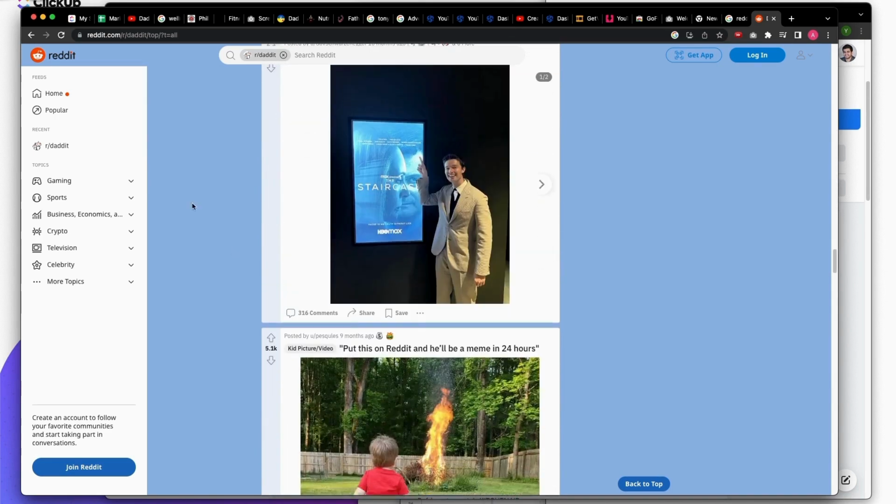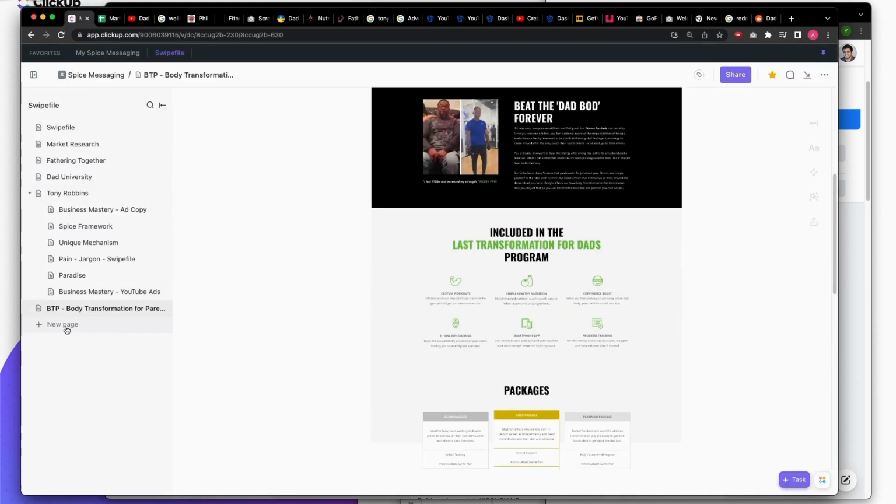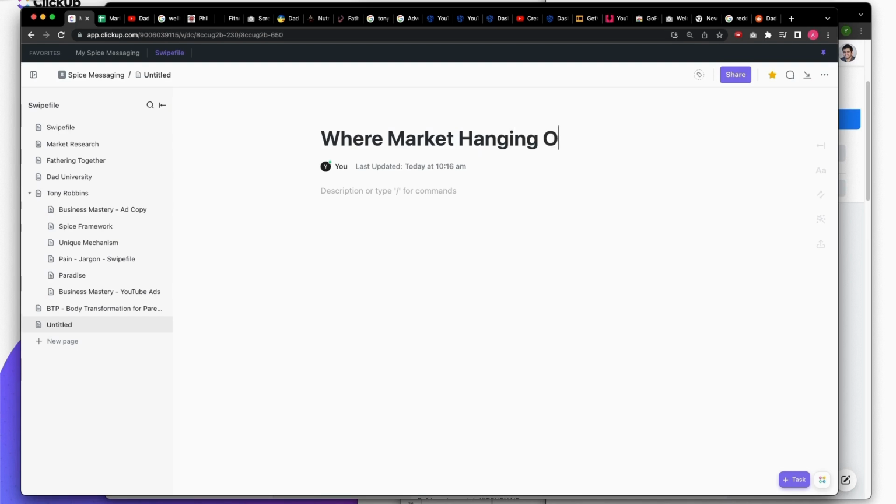and what dads are actually talking about. And so that's what we're talking about when we talk about being able to go ahead and put that together on where the market is hanging out, right? I could also use this to make, let's say, a "where the market is hanging out" list, and I could take notes on this.